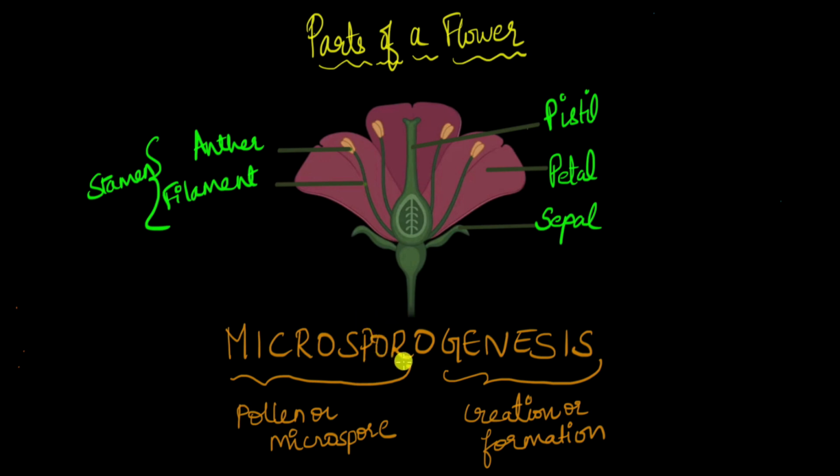So the process by which pollen grains or microspores are formed is called microsporogenesis. Microspore refers to the pollen and genesis means creation or formation. So the creation or formation of pollen or microspore is called microsporogenesis. To understand more about microsporogenesis, let's take a closer look at the stamen.